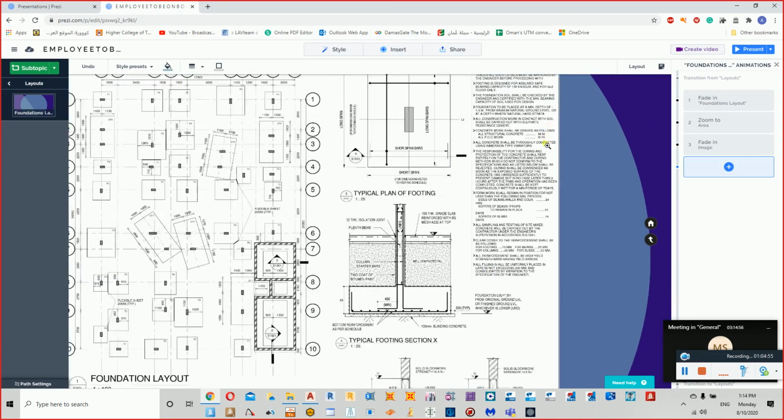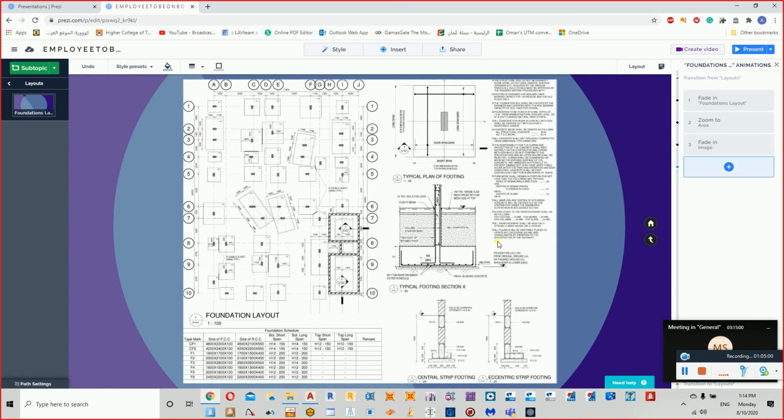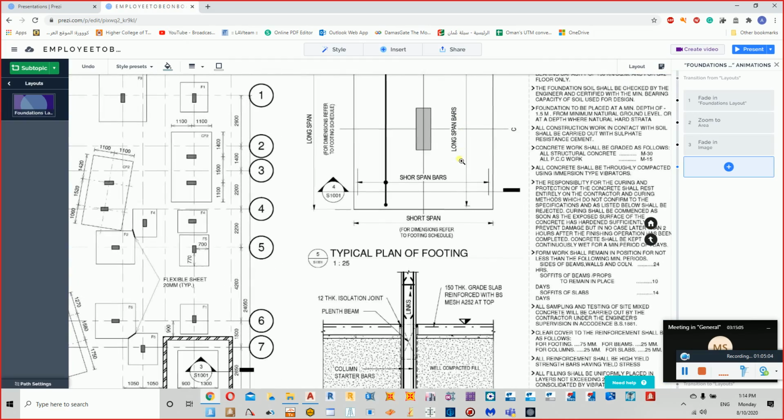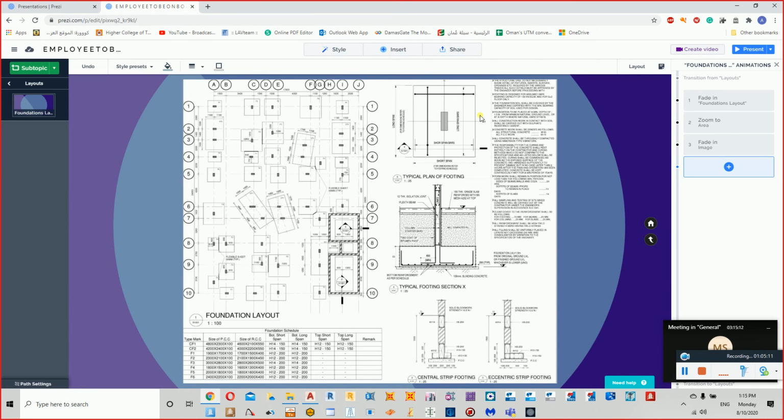Some details are shown here. What's the grade of concrete? What's the cover as well? It can be shown in the foundation layout, and how the reinforcement is shown. We have short bars and long bars here. This is an illustration of how to read the drawings.